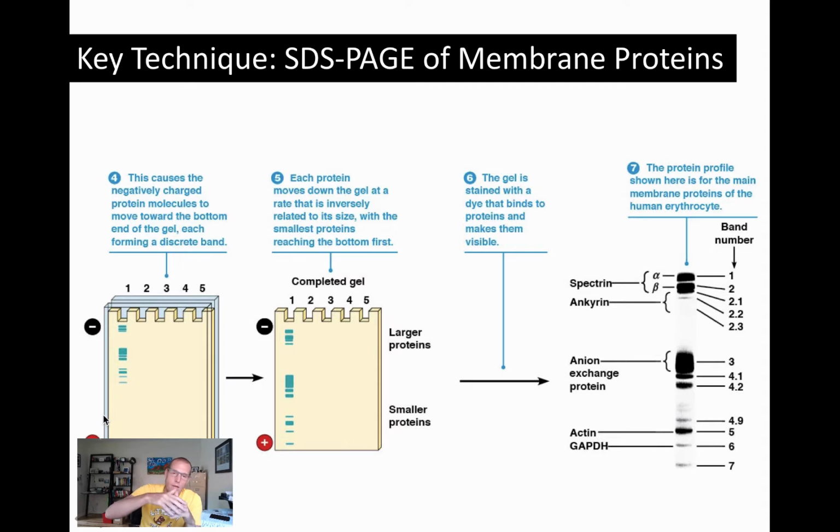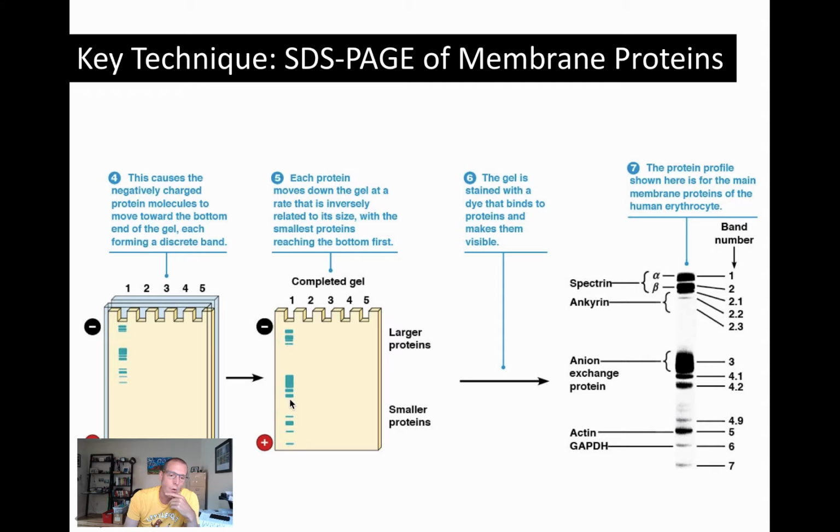Now, if you just leave this running for hours and hours and hours, it'll all just run off the bottom. But if you stop it at a certain point, all the proteins at the same molecular mass have arrived at the same point on the gel. So the distance from the gel well is inversely proportional to their size. So this protein at the bottom is the smallest one, and this protein at the top is the biggest one.